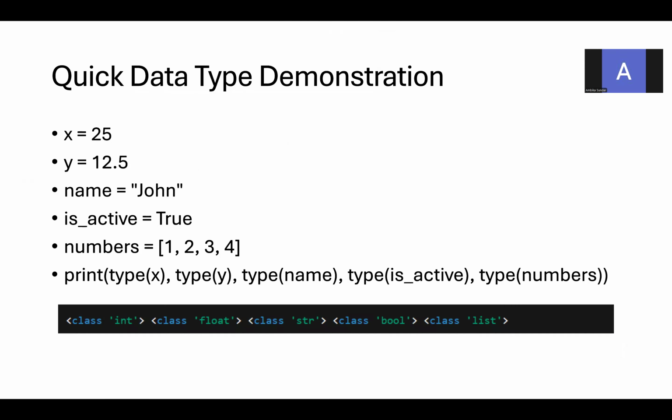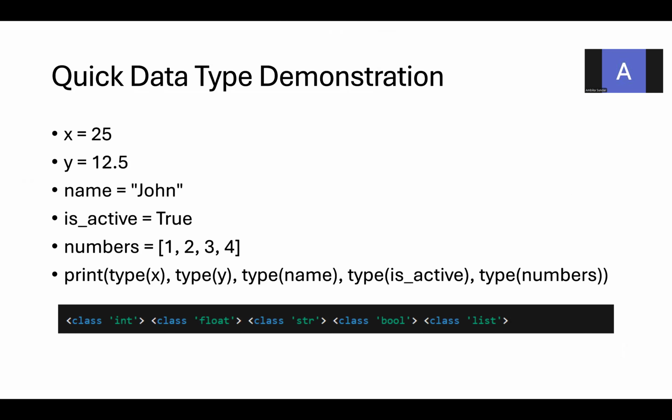Quick data type demonstration. X is equal to 25, Y is equal to 12.5, name is equal to John, is_active is equal to True, numbers is equal to 1, 2, 3, 4. Now, I have defined a variable X and stored a numerical value into it. I have defined a variable Y and stored a float into it. I have defined a variable name and stored John into it. In the is_active variable, I am storing the value True. In the numbers variable, I am going to store the list of data 1, 2, 3, 4.